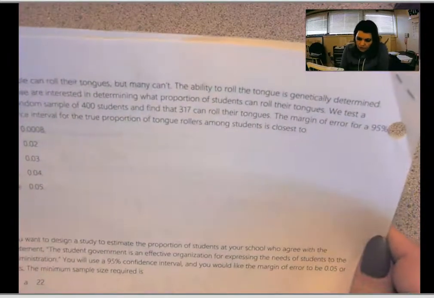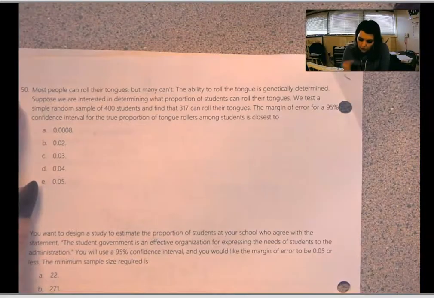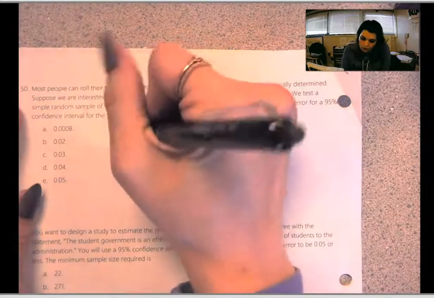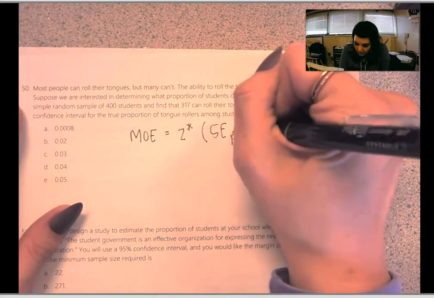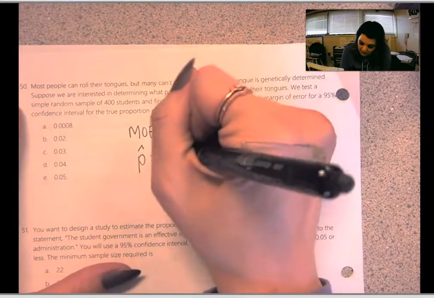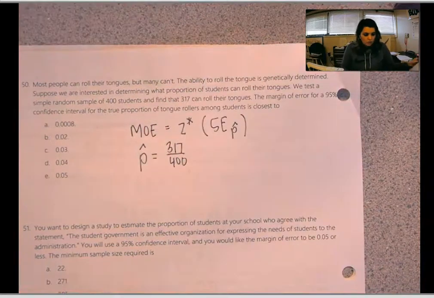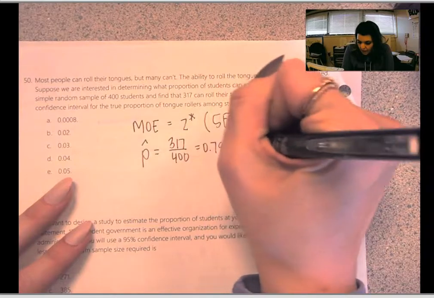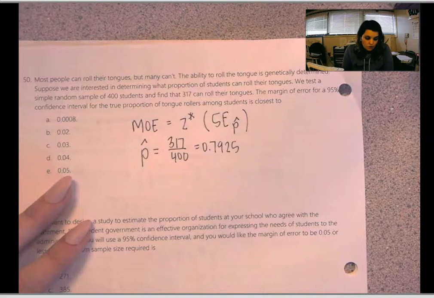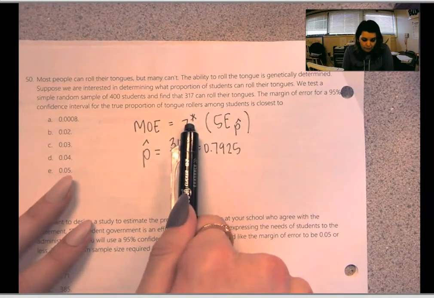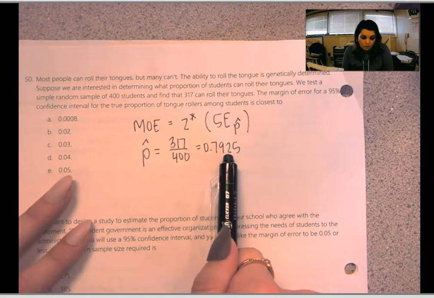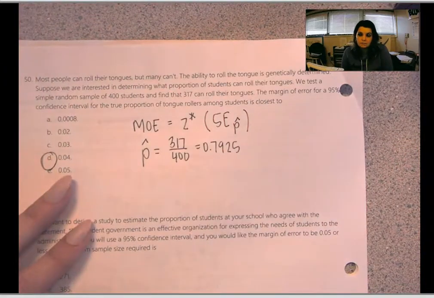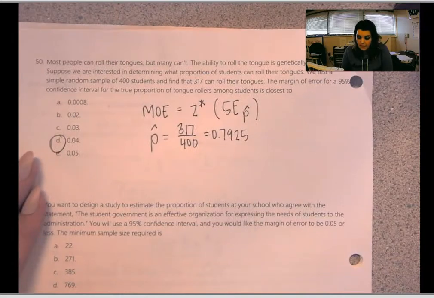Okay, so next page. The margin of error for a 95% confidence interval for the true proportion of tongue rollers is closest to. So margin of error is Z critical multiplied by standard error of P hat. And your P hat is 317 out of 400, or 0.7925. So if you combine your Z critical for 95%, that's 1.96, and plug this into your standard error formula, you will get D as in delta.